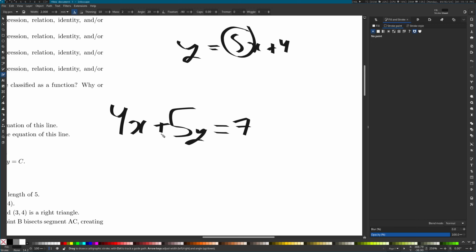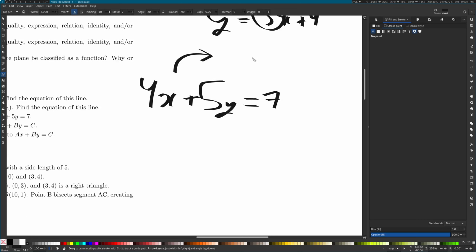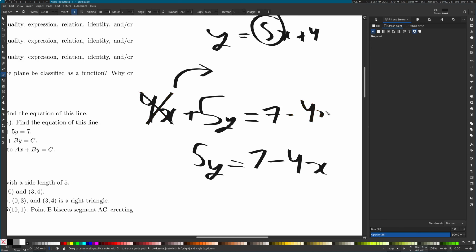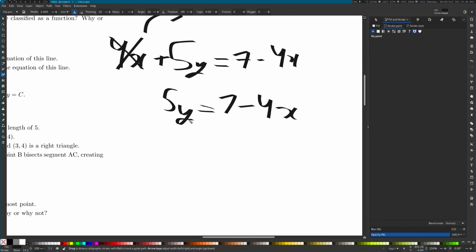In this case, we have a slightly funky form, so we need to change it into the slope-intercept form, because here it's easy to tell what the slope is. So let's do that. We're going to isolate y. So we're going to have 5y is equal to 7 minus 4x. I just subtracted 4x from both sides. And now we divide both sides by 5.